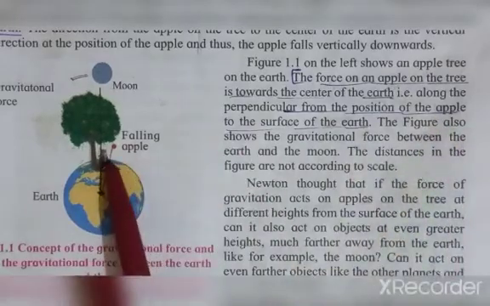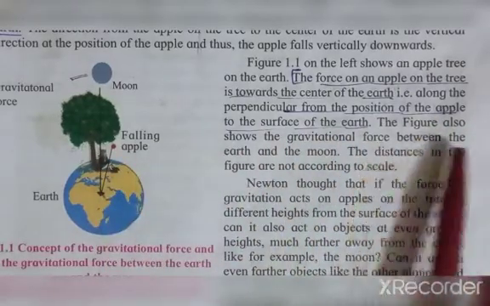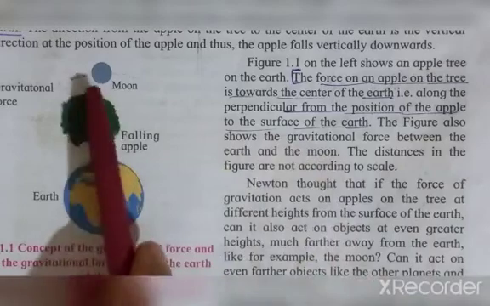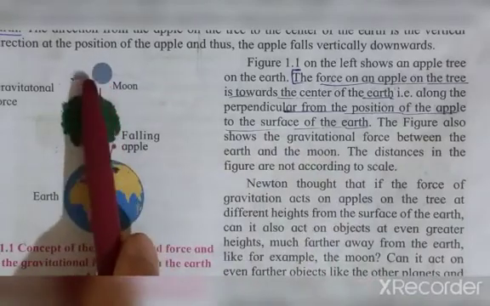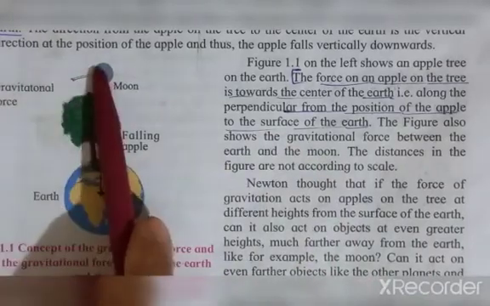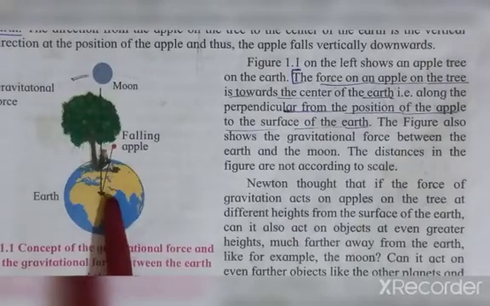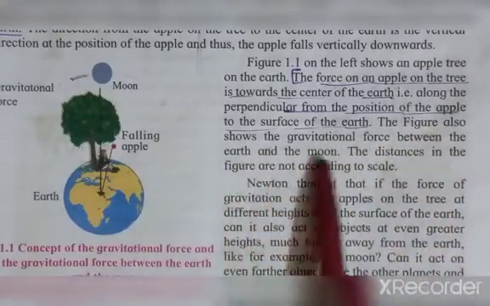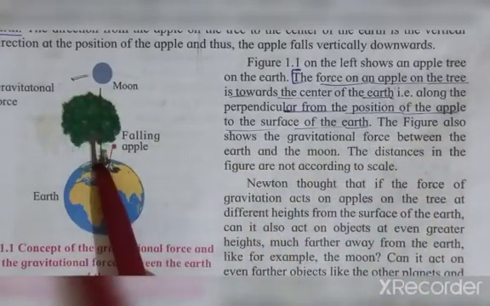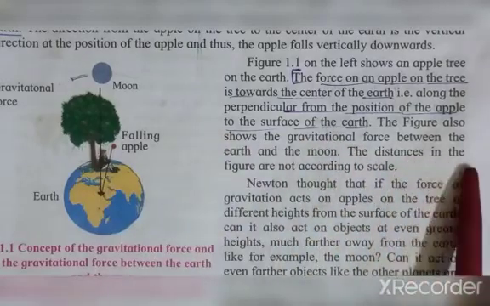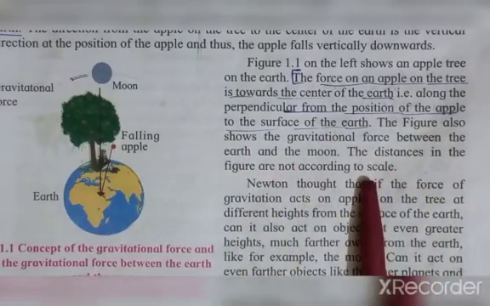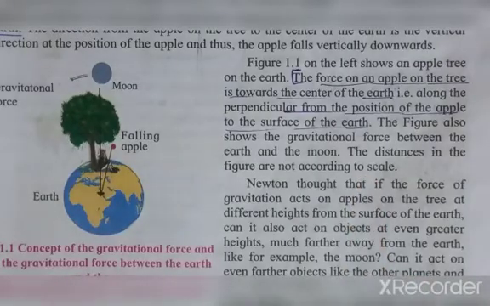This figure also shows the gravitational force between the earth and the moon. You can see here, this is the moon, and there is gravitational force between moon and this earth. Okay, the force between the earth and the moon is nothing but the gravitational force. The distances in the figure are not according to the scale. Okay, means these distances are not taken according to the actual scale.